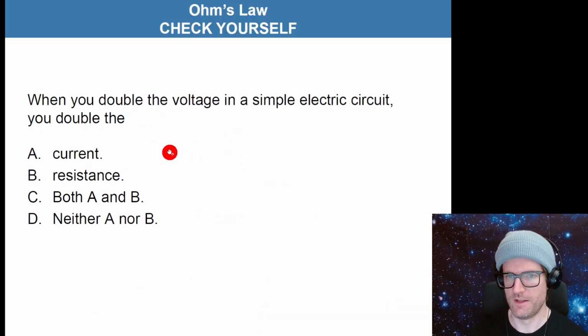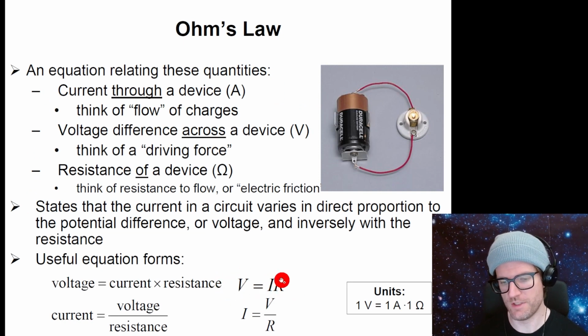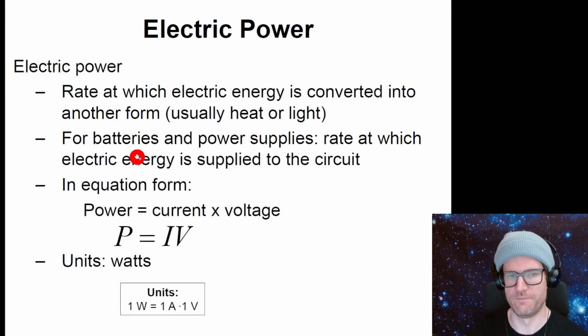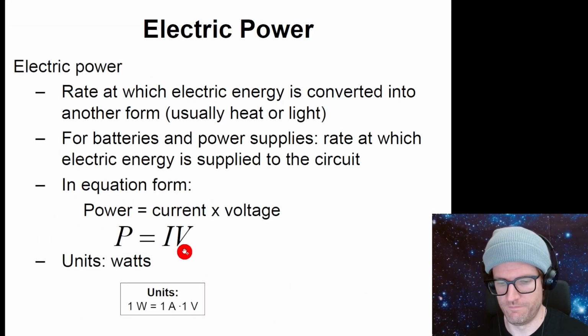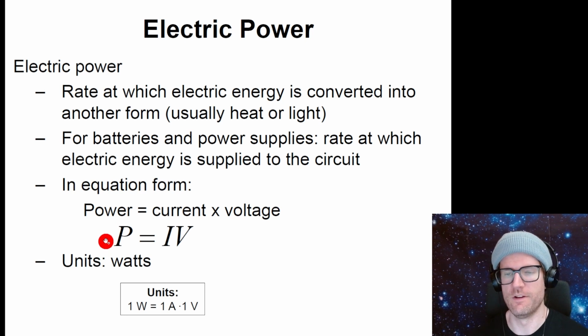Okay, let's do some checking here. When you double the voltage in a simple electrical circuit, you double the current. If we double the voltage for this battery, we double the current through the whole circuit. Okay. Power. Power is equal to I times V. So if we have one amp of current across 5 volts, that's 5 watts of power.